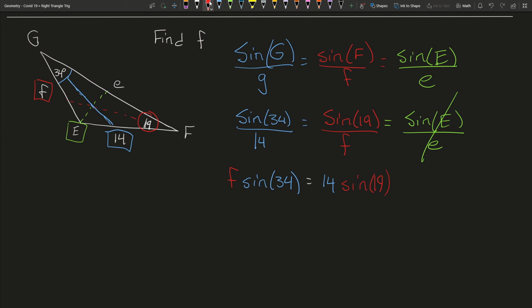We want to get f by itself, so we have to divide by sine of 34. When we do that, we get f is equal to 14 sine of 19 divided by sine of 34. And then we have our expression that we can then type into a calculator.